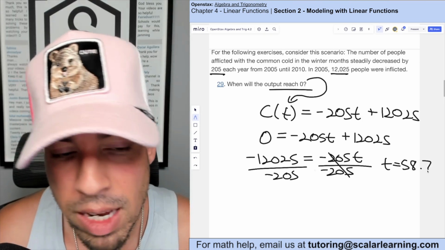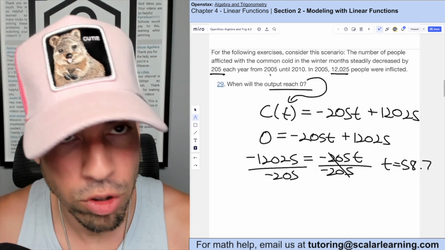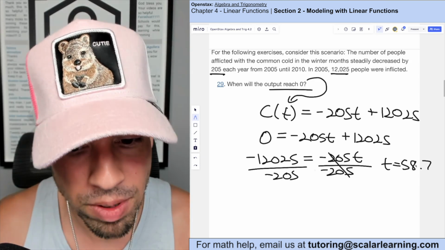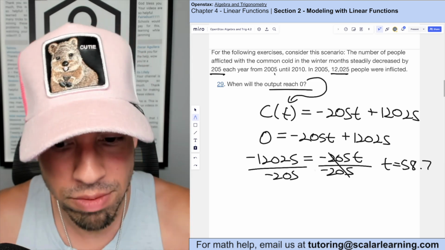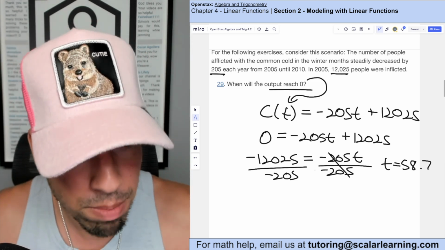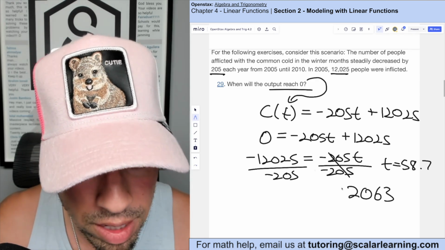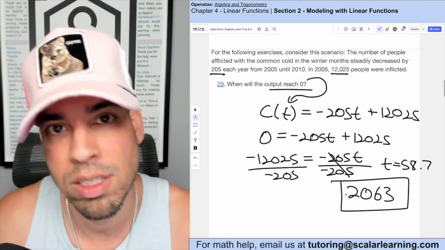So that's 58.7 years after 2005, and it says when, meaning what year. So what year is it 58.7 years after 2005? Well, 58 plus 2005 is 2063. It's going to happen at some point in that year. So the answer is 2063.